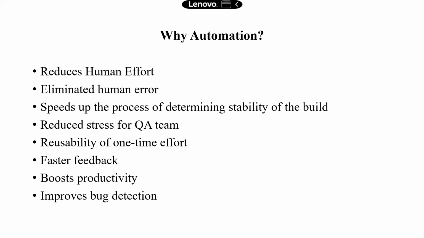A person who has to execute 400 to 500 scenarios is already stressed, and then they have to prepare the reports for that testing and conclude the results. So that is a hectic task. Once we have automated everything, we are ultimately reducing the stress for the QA team. Then we are reusing the one-time effort. We have automated everything only once. We have put in effort only once, and then we can reuse that.